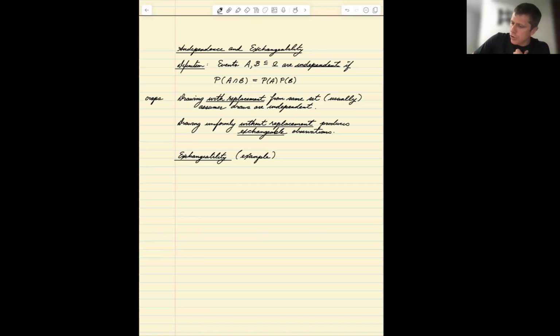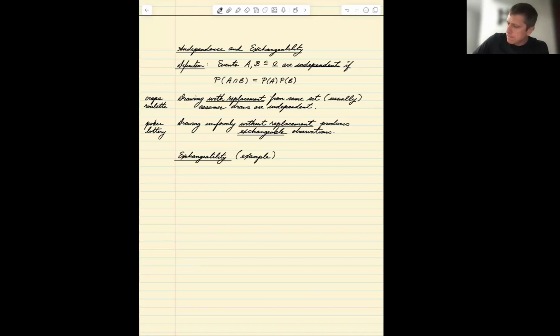Let's just write some examples. Craps and roulette are draws with replacement. Each spin of the roulette wheel, we're spinning the same wheel. Poker and lottery are draws without replacement. So they have slightly different dynamics and different assumptions that we have to account for.